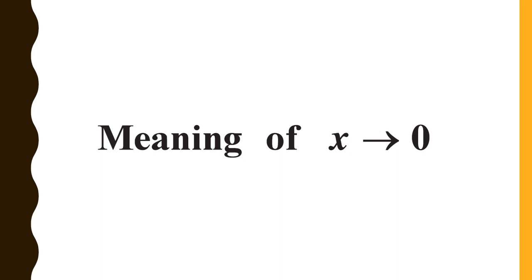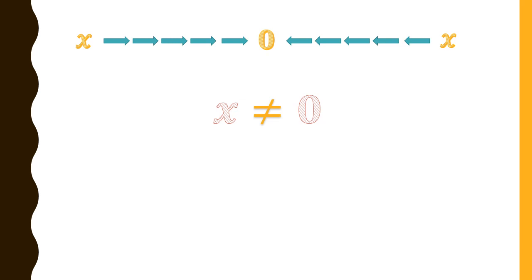Let us take another. The meaning of x tends to 0. It means the same thing. X is either less than 0 or more than 0, and we are increasing or decreasing the value of x to get it nearer and nearer to 0, but x is not equal to 0. Then we can say that x tends to 0. Are you clear with this? X tends to 0 means x increases or decreases to go nearer and nearer to 0, but x is not 0.